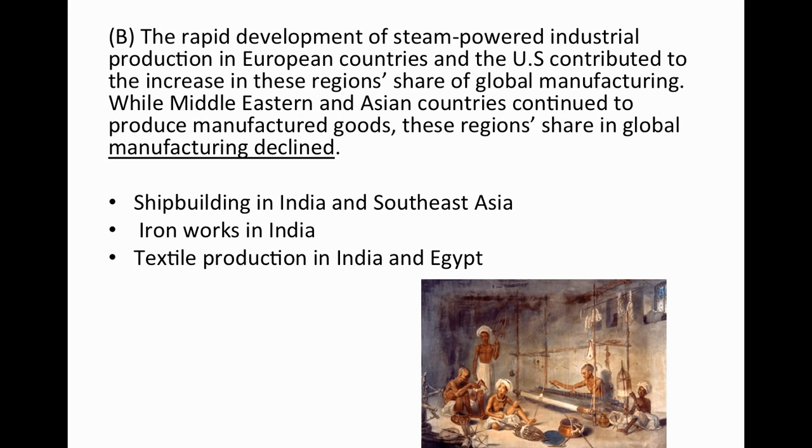So these colonies or regions became dependent on Europe. For example, the shipbuilding industry in India and Southeast Asia was in decline. Ironworks in India, textile production in India and Egypt was in decline because of this European monopoly. So you definitely want to remember this. This is kind of a negative effect of industrialization, not on Europe, but on pretty much the rest of the world, especially in Asia and the Middle East.